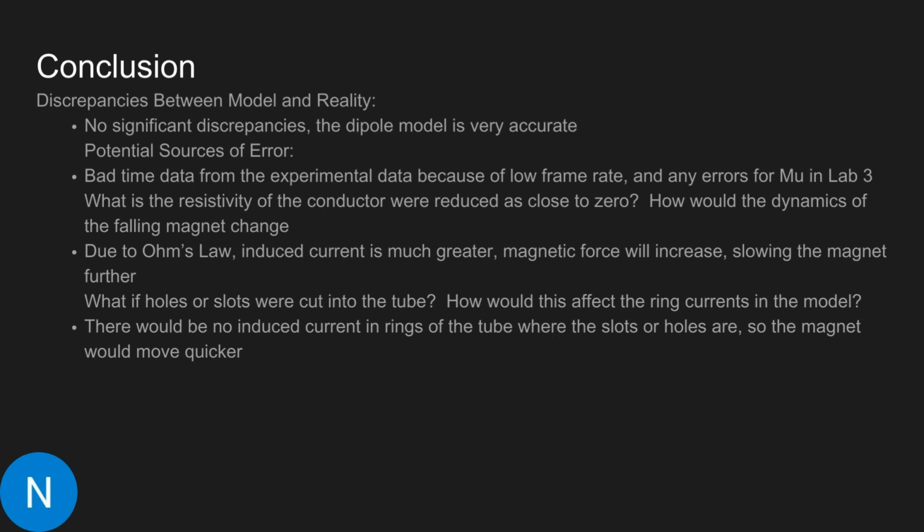What if holes or slots were cut into the tube? How would this affect the ring currents in the model? There would be no induced current in the rings of the tube where there are holes or slots, so the magnet would move a lot faster when going through those parts.